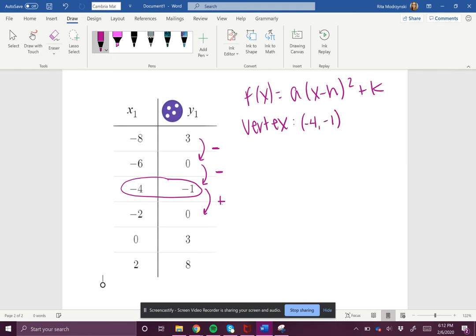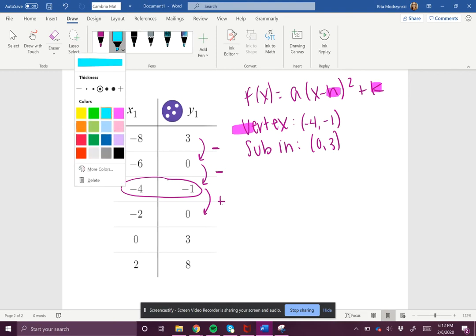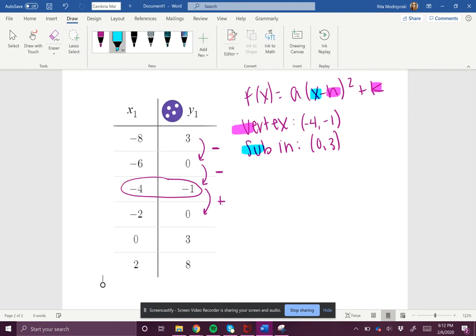-4, -1. We're also going to pick a point that we're going to substitute in, and you can pick any point you want. I'm going to choose 0, 3 in this case. Let's go ahead and substitute in our values. We know that h, k represents our vertex, and we also know that the point that we're going to sub in is where x and f of x are going to come from in this case. So let's go ahead and try it.